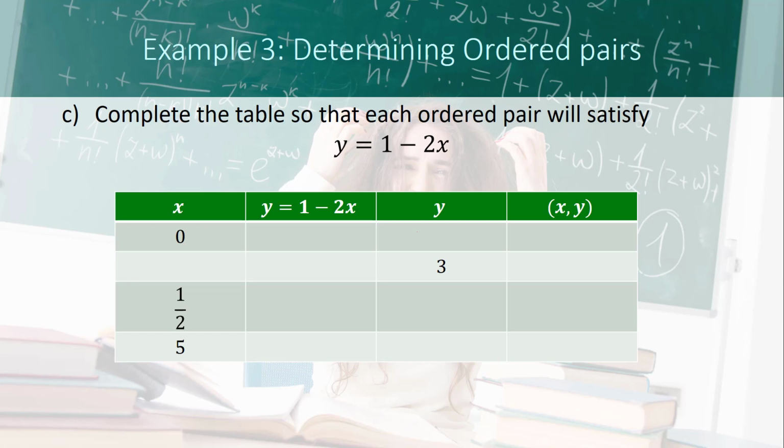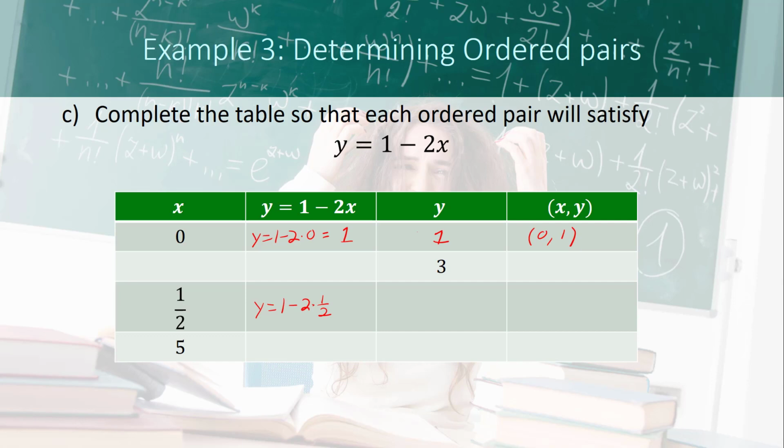Here we have x is equal to 0, so we want to substitute x into this equation. That will give us y is equal to 1 minus 2 times 0, which by the way is equal to 1. So y is equal to 1, and our ordered pair is going to be (0, 1). I'll get to the second one in just a second. Here we have x is equal to 1/2. We substitute 1/2 in for x. We will get y is equal to 1 minus 2 times 1/2.